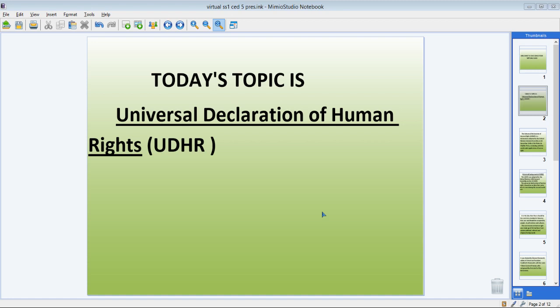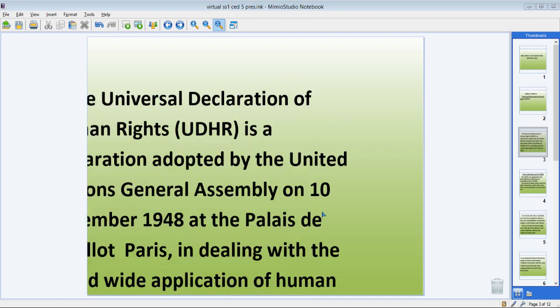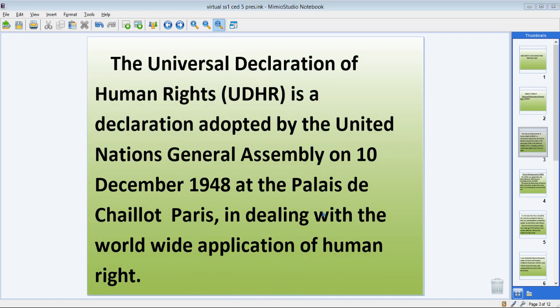Our today's topic is the Universal Declaration of Human Rights (UDHR). The Universal Declaration of Human Rights is a declaration adopted by the United Nations General Assembly on the 10th of December 1948 at the Palais de Chaillot, Paris, in dealing with the worldwide application of human rights. That is, they want to put human rights into practice.